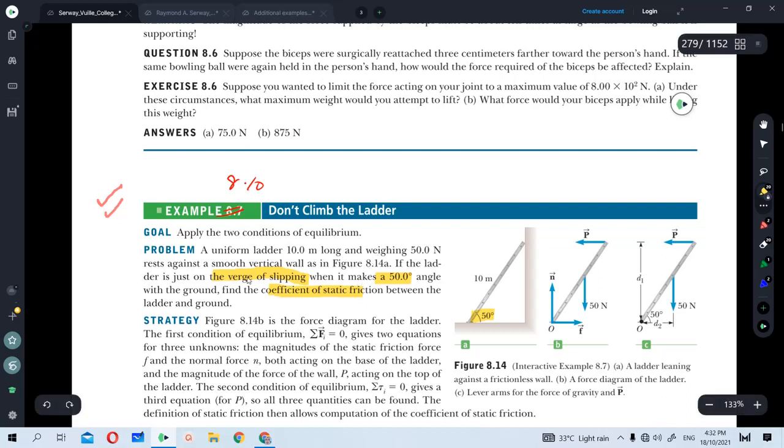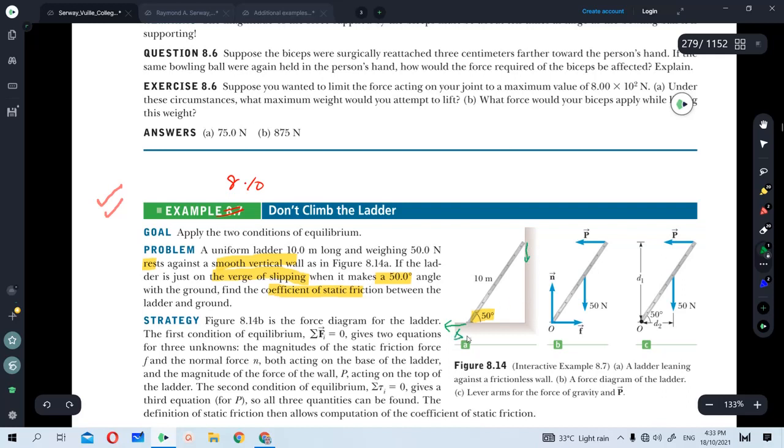Alright, now that was one missing concept. It rests on a smooth vertical wall. Okay, let's start with the friction. If it's supposed to fall down or slip down, you will find that it will move in this direction, where the upper part will slip downward.